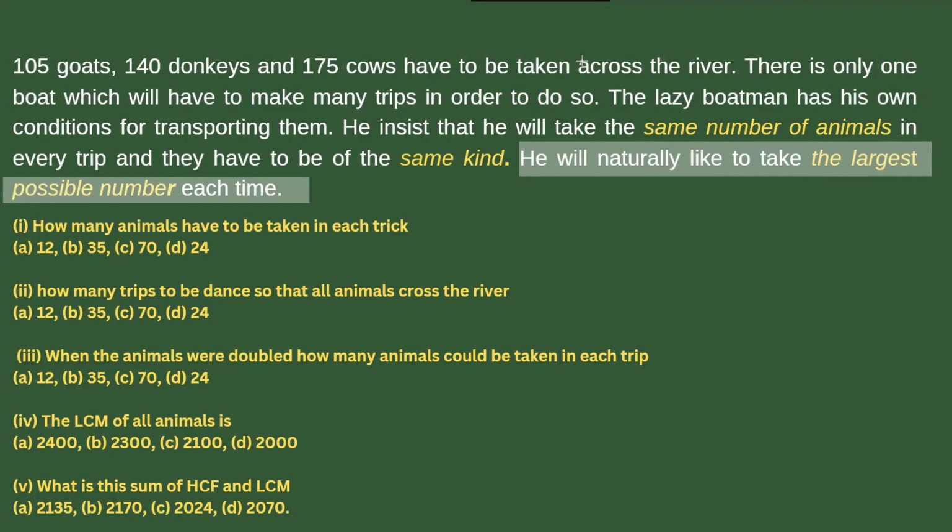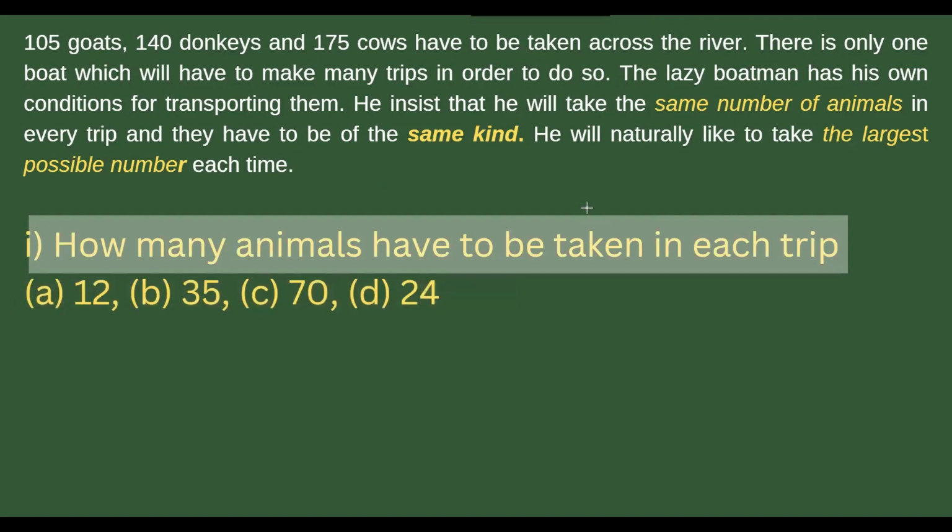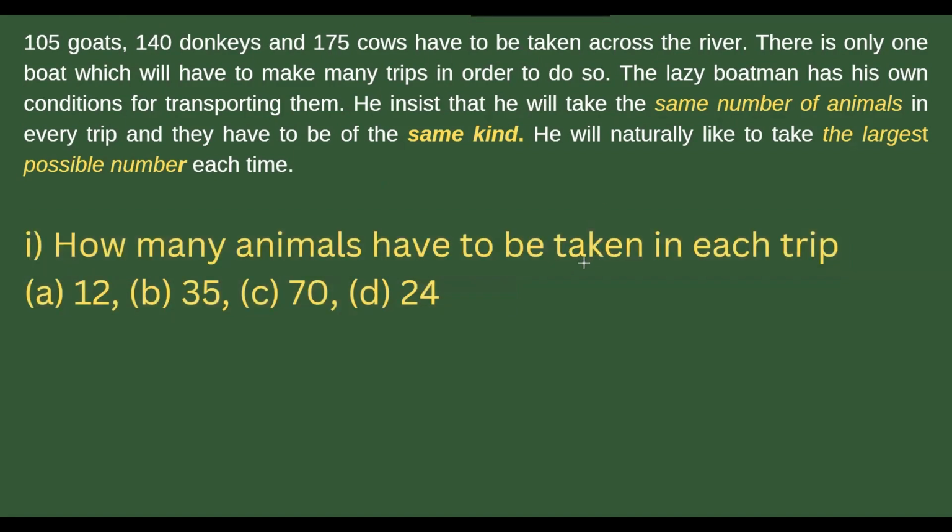Let's read the first part over here. The question is how many animals have to be taken in each trip. So we have to find the number of animals to be taken in each trip, keeping in mind it is the same number of animals, of the same kind, and the third condition is the largest possible number of animals.